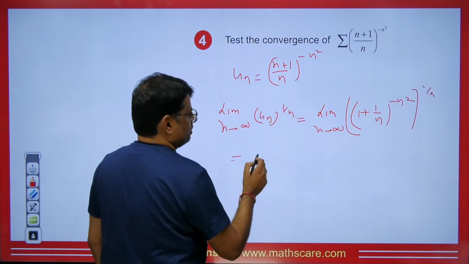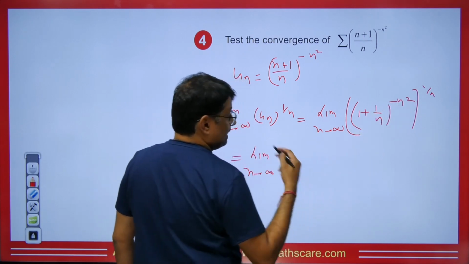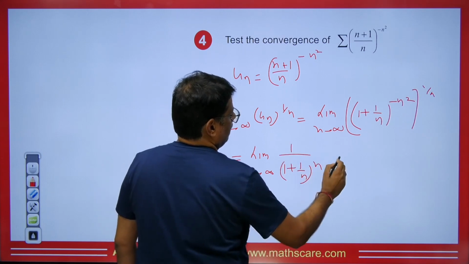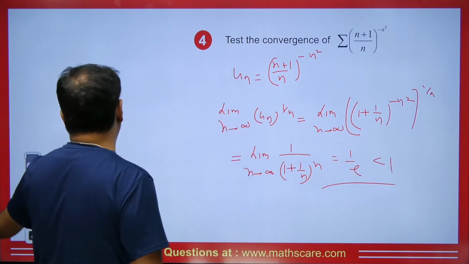n and n will be cancelled. Limit n tends to infinity, and n over n will be cancelled. Minus n power will remain. Then 1 upon, this is 1 plus 1 upon n power n, and we know that 1 by e is smaller than 1. Hence, this series is convergent.